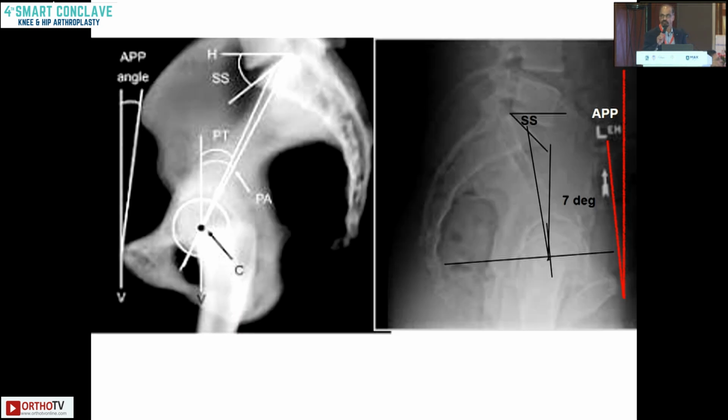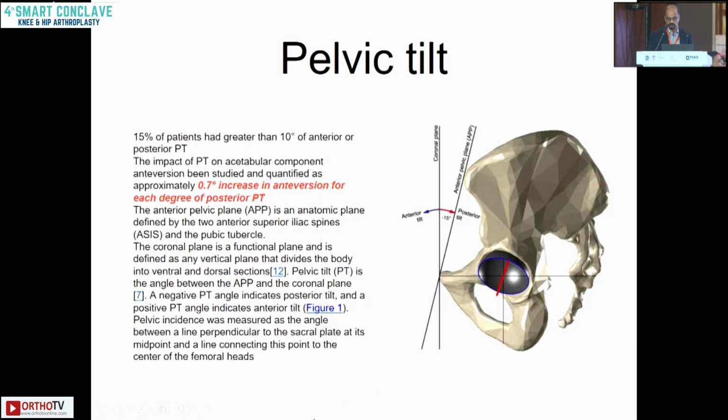First, as discussed in the morning session, pelvic obliquity is very important, and in ankylosing spondylitis it is very important that we look into it, because usually the pelvis is in hyperextension and there is a posterior APP angle, sometimes more than 10 to 50, but the average is 10 degrees, acceptable up to 7 degrees. This patient had 7 degrees of APP angle, and every 0.7 increase in the anteversion for each degree of posterior PT. So that is very important.